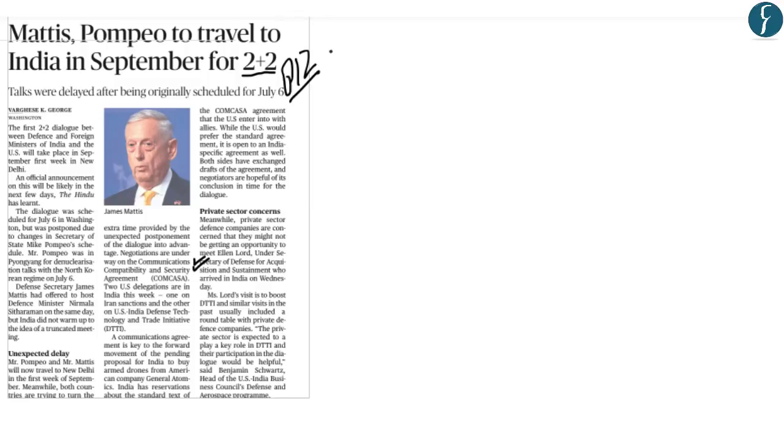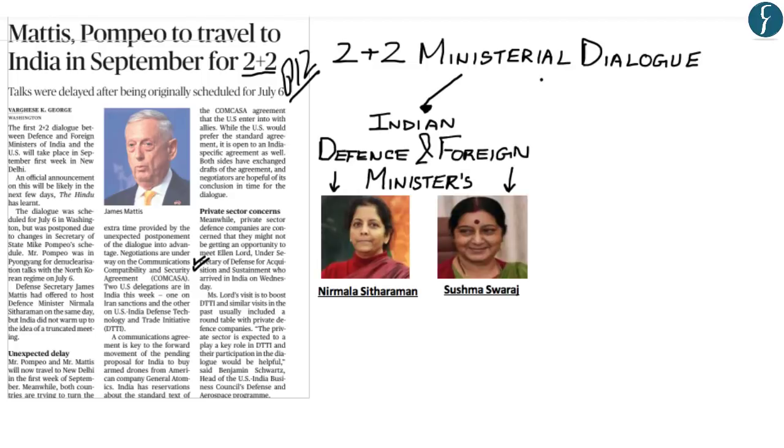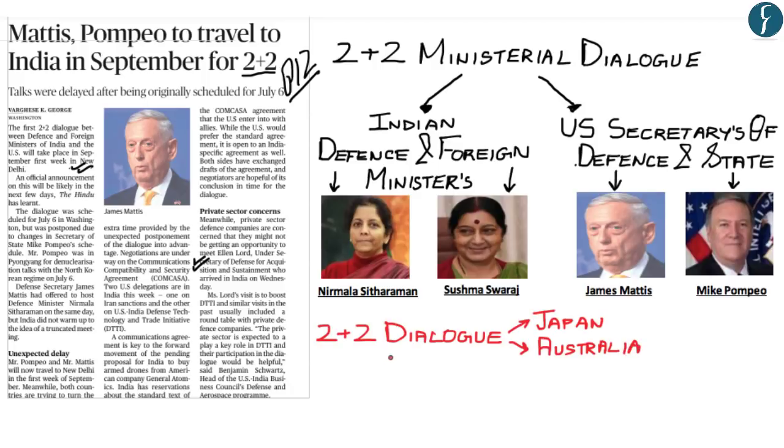Now let us first understand what the 2+2 Ministerial Dialogue is. This 2+2 Ministerial Dialogue would be held between the Defence and Foreign Ministers of India, while on the other side, the United States would be represented by the US Secretary of State and the US Secretary of Defence. The 2+2 Ministerial Dialogue between India and the United States is likely to take place in the first week of September. It is different from the 2+2 dialogue that India has with Japan and Australia, which is conducted between the foreign and the defense secretaries of both nations.